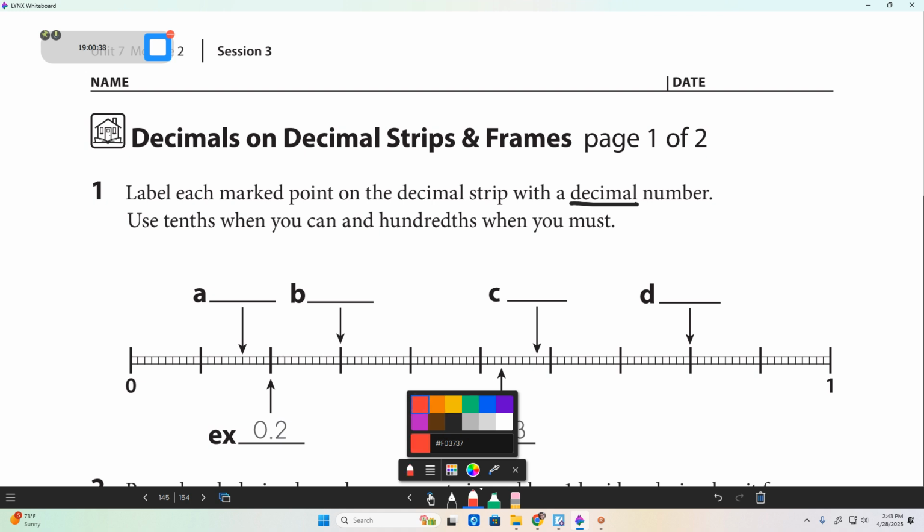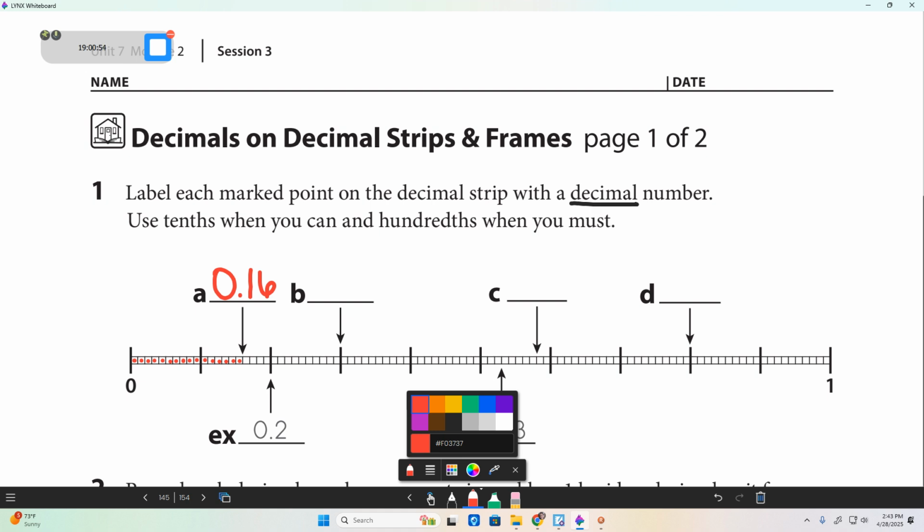All right, that first arrow next to A, I'm sure you already knew this, but there are 10 little squares in each section. 11, 12, 13, 14, 15, 16. 16 hundredths, and we're going to write that as a decimal.